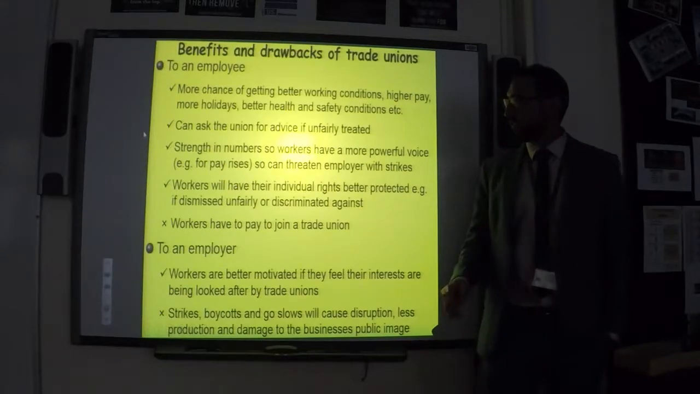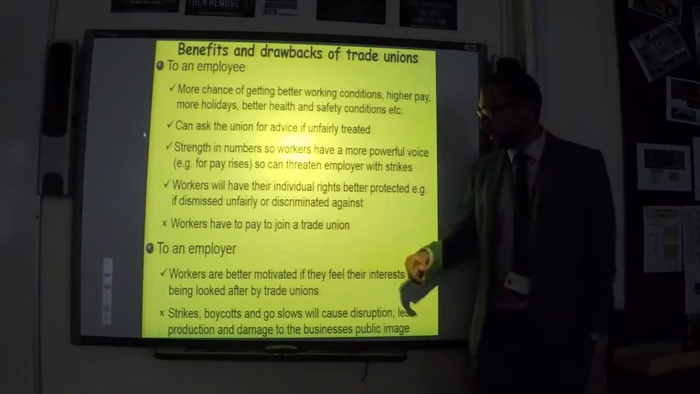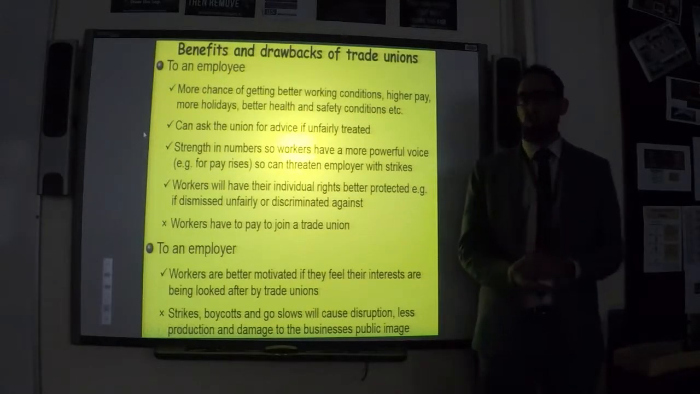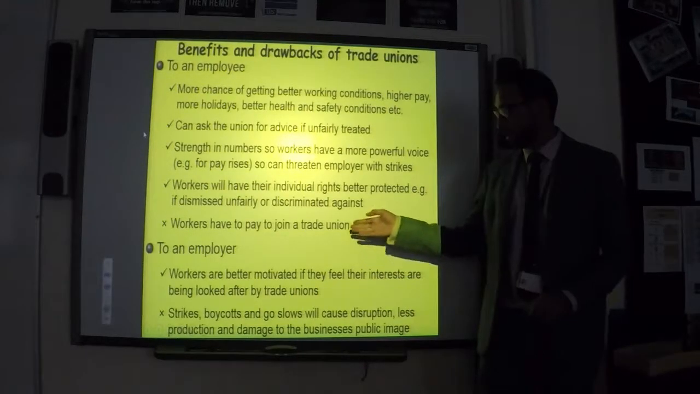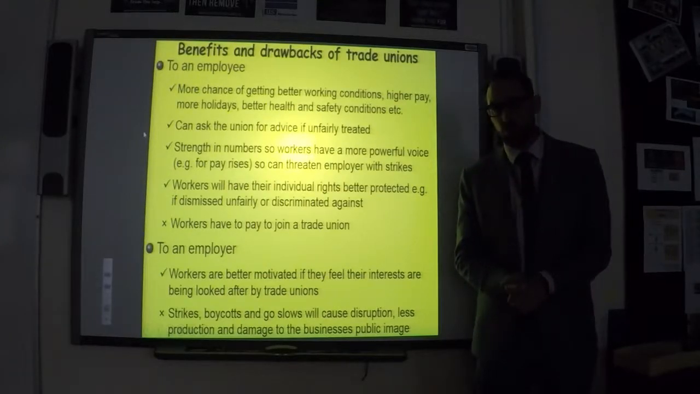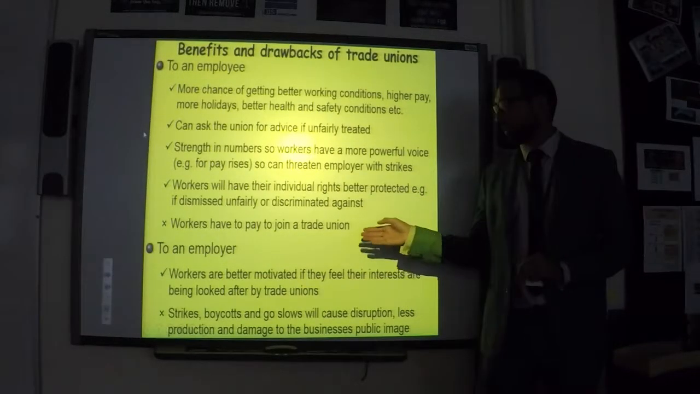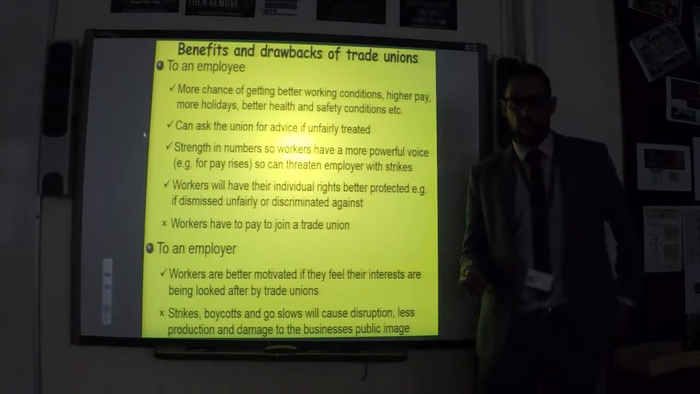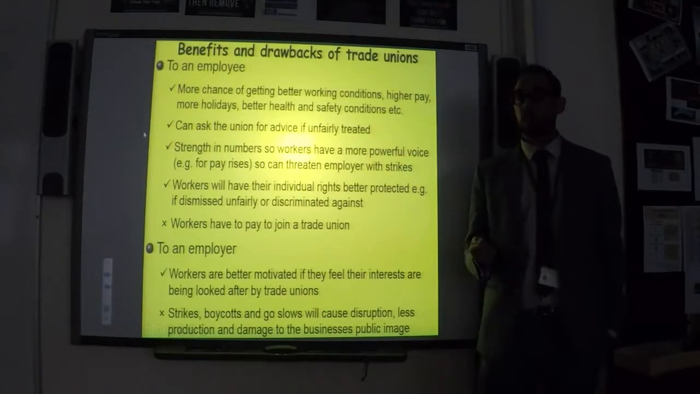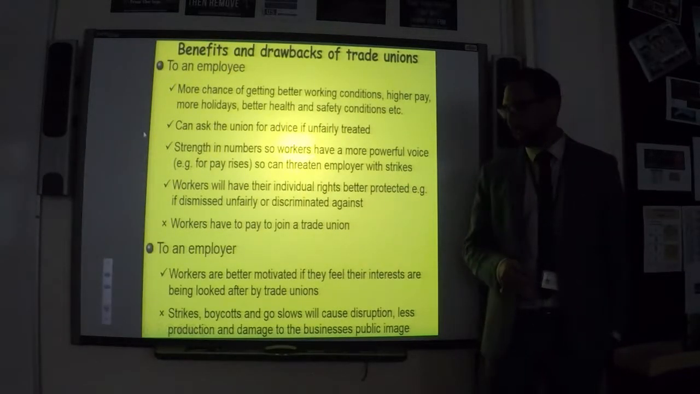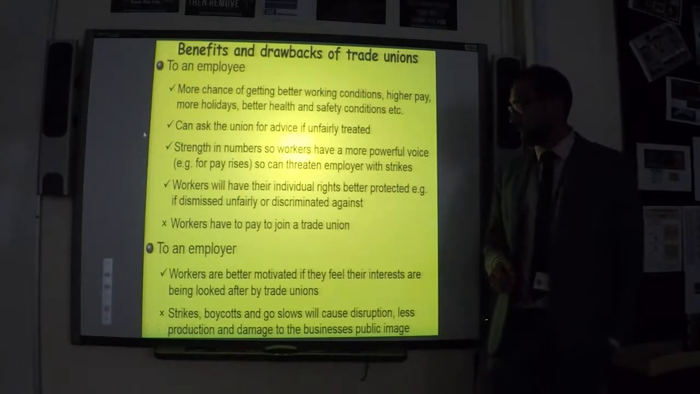For those of you that are going for A's and B's as well, guys, the other one that we have done in class, sometimes maybe you don't want to strike if you're a worker. So another drawback here, maybe you don't want to strike, maybe you think, no, I'm happy with my pay, but all of the workers vote to strike, and you're going to pretty much be forced to strike even if you don't want to, because you're a member of the trade union. Okay, so that's just another drawback to the employee.